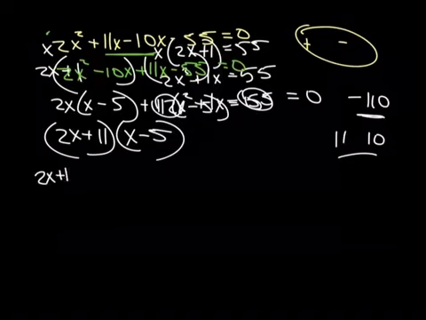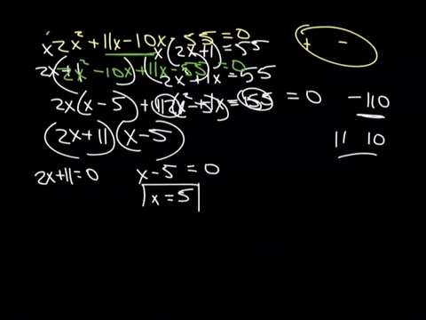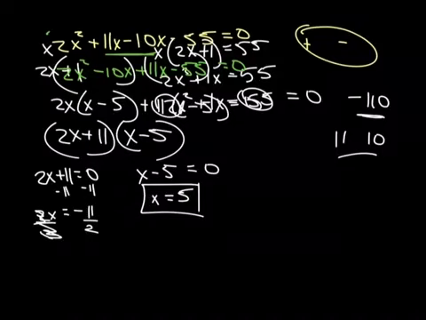2x plus 11 equals 0, and x minus 5 equals 0. So x equals 5 here. And subtract 11, 2x equals negative 11, divide by 2, divide by 2. So x equals negative 11 over 2. So I get two answers, negative 11 over 2 and 5.